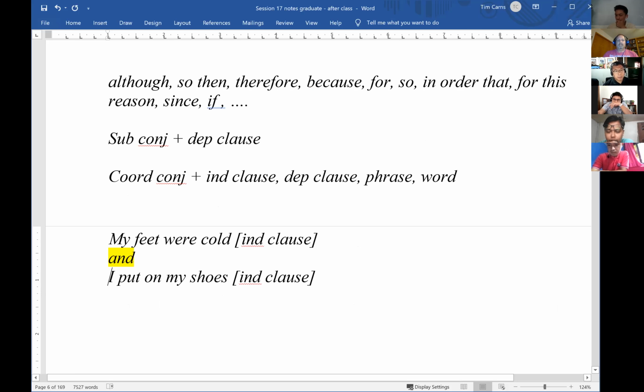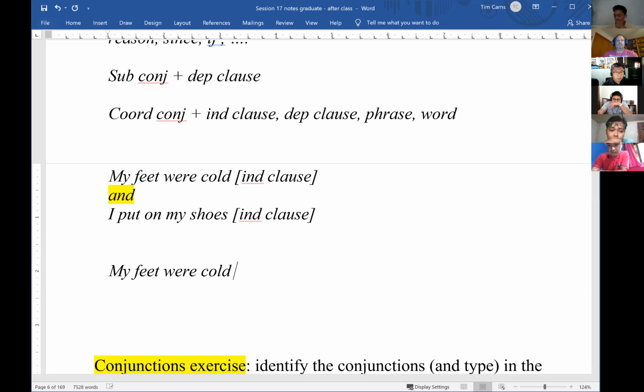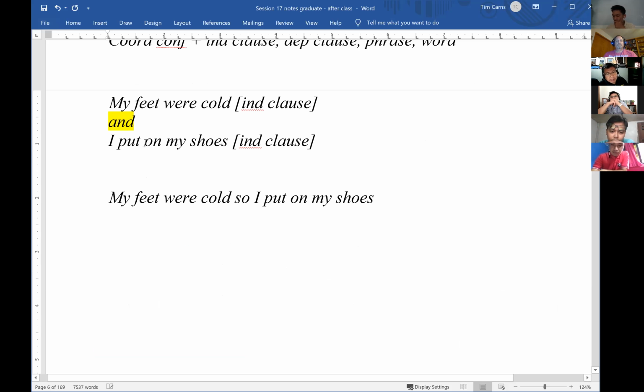Now, let's change this to a subordinating conjunction. My feet were cold, so I put on my shoes. Now, what's changed here, Renee? In this second sentence, the second sentence becomes an independent clause. Sorry, a dependent clause. Yeah. Okay. I think that's what you meant. And why? So this is now a dependent clause, right? Yes. Okay.